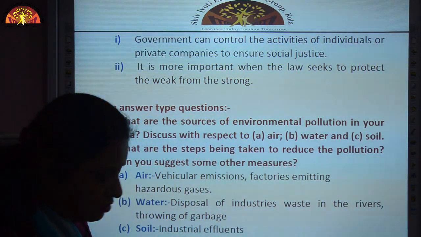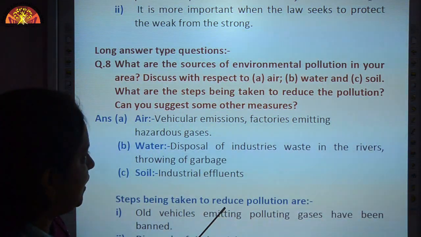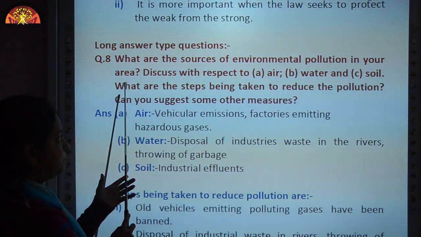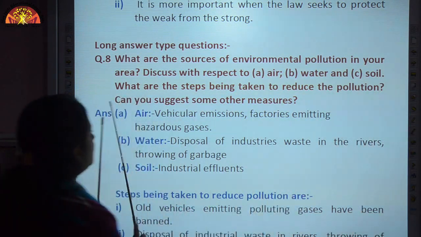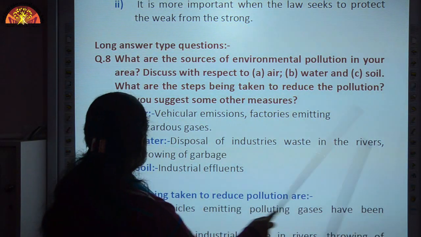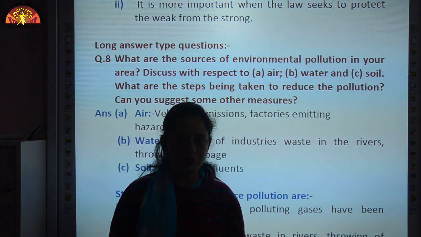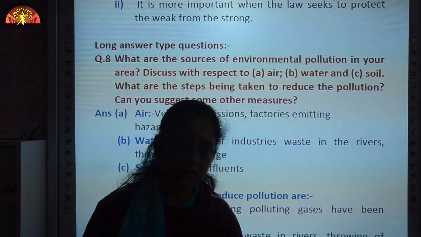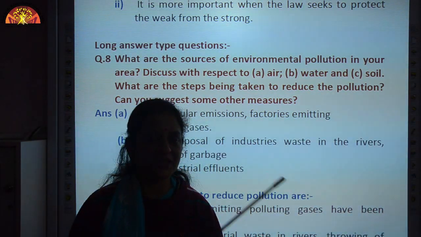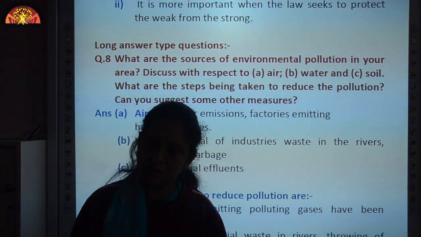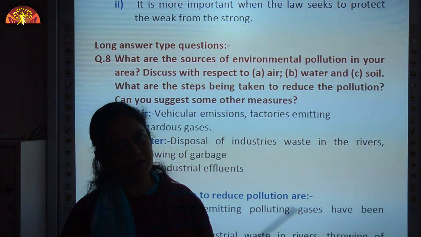Now the long answer type question number 8, that is also an important question, beta. What are the sources of environmental pollution in your area? Discuss with respect to air, water and soil. What are the steps being taken to reduce the pollution? Can you suggest some other measures? But before that I would like to tell you one thing: when enforcement of law was discussed, it was also decided that the industrial area should not be near the residential area. Industries should not be near residential areas because there are many types of pollution.